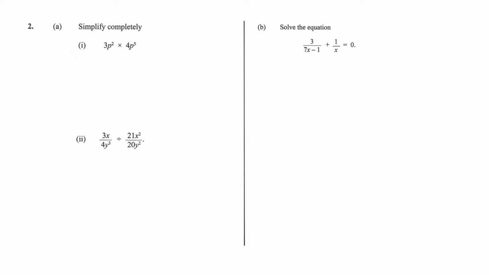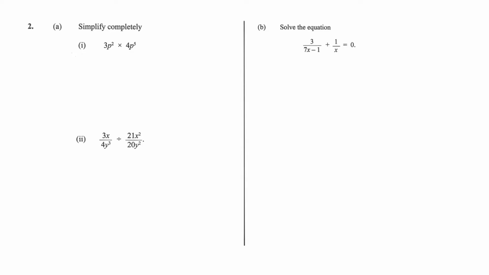In this video, we'll be working through problem 2 of the May 2019 Math CXC exam. In part A, we're asked to simplify some expressions. For the first one, we have 3p squared times 4p to the fifth.